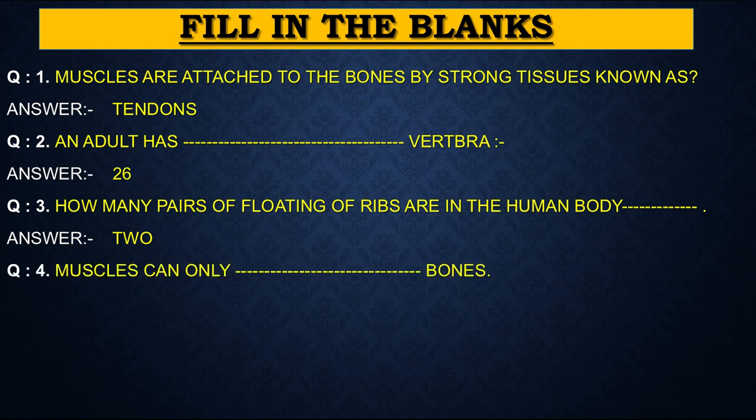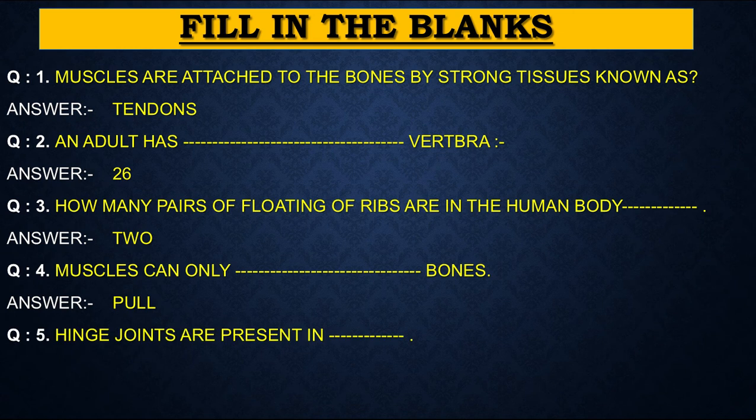Question number 4. Muscles can only dash bones. Answer of this question is pull. Muscles can pull bones, they cannot push the bones. Next, question number 5th and last question of fill in the blanks of this chapter. Hinge joints are present in dash. Answer of this question is elbows. Hinge joints are present in elbows.